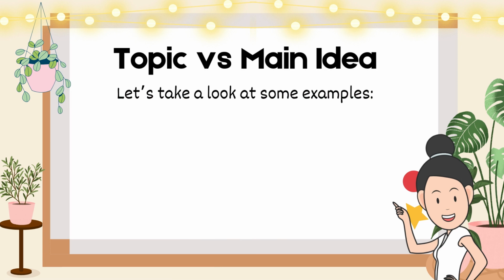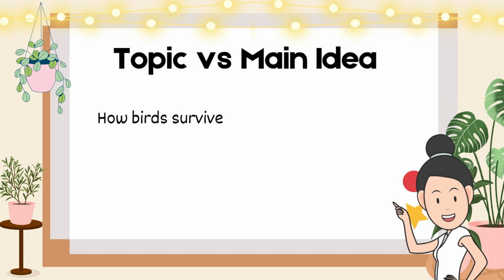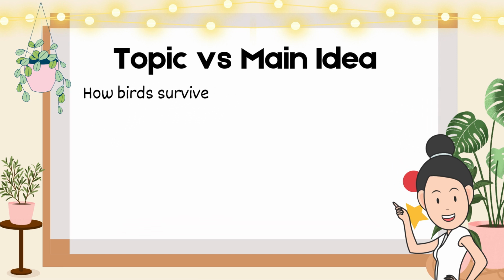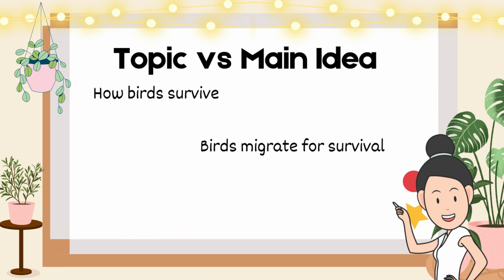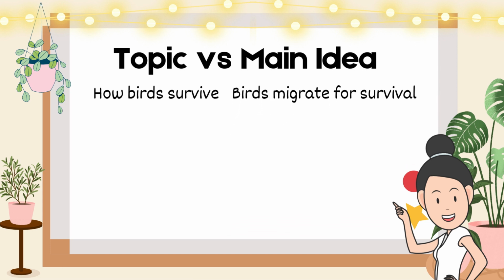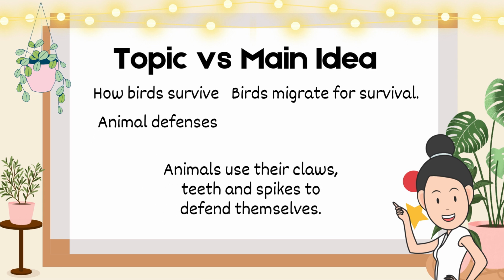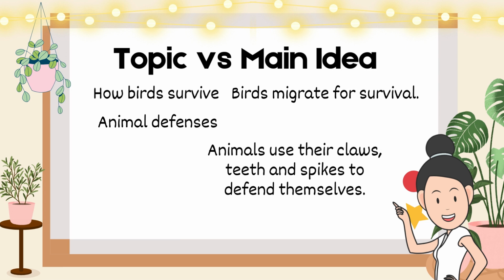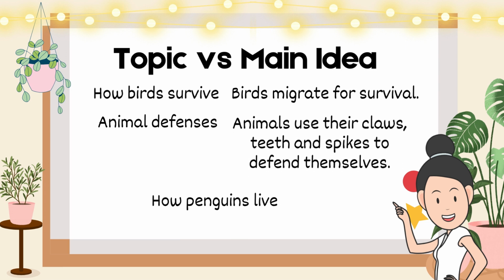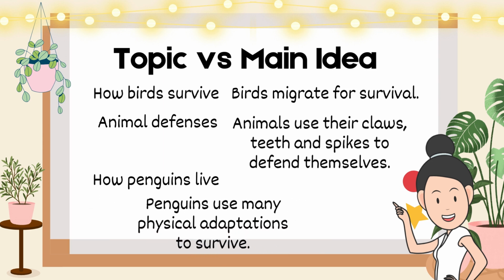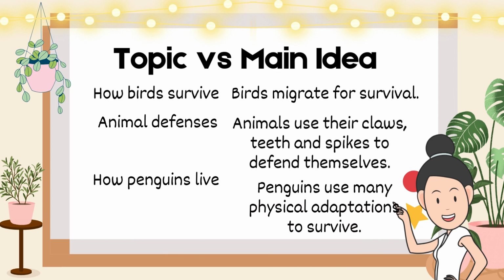Let's take a look at some examples. How birds survive. Birds migrate for survival. Animal defenses. Animals use their claws, teeth, and spikes to defend themselves. How penguins live. Penguins use many physical adaptations to survive.